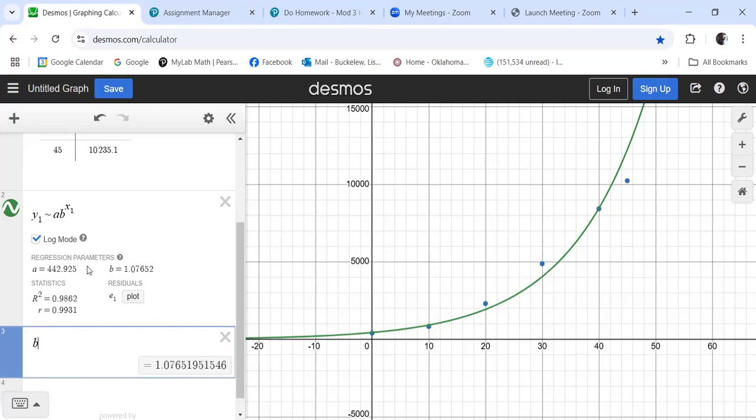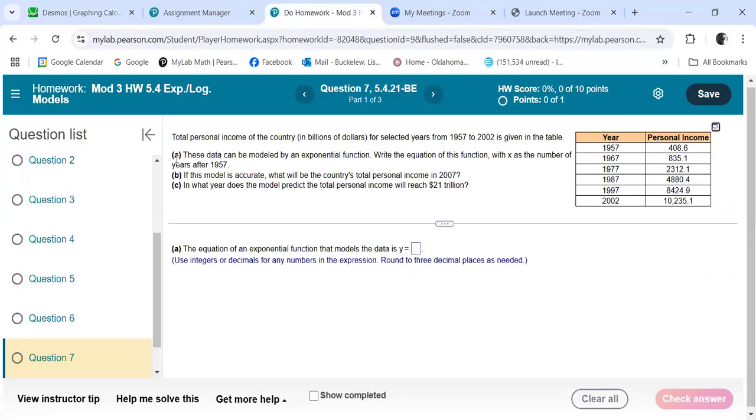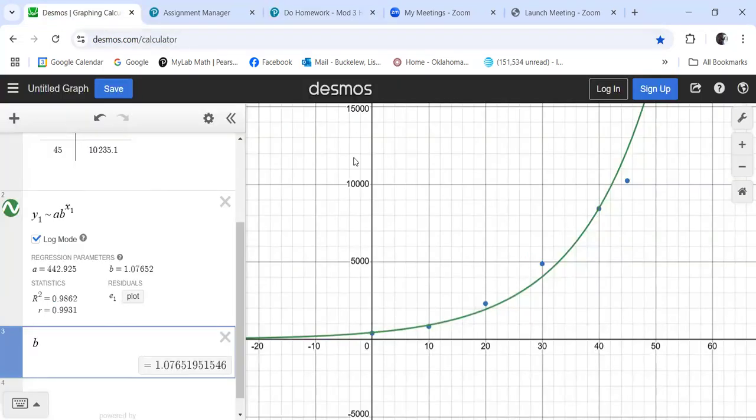I say that because once we type this in, rounded to certain places for question part A, write the equation of the function. So that's the model. We want to round it to 3 decimal places. When you get to part B, it says, what will the country's total personal income be in 2007? So now we're just using it like a regular function.